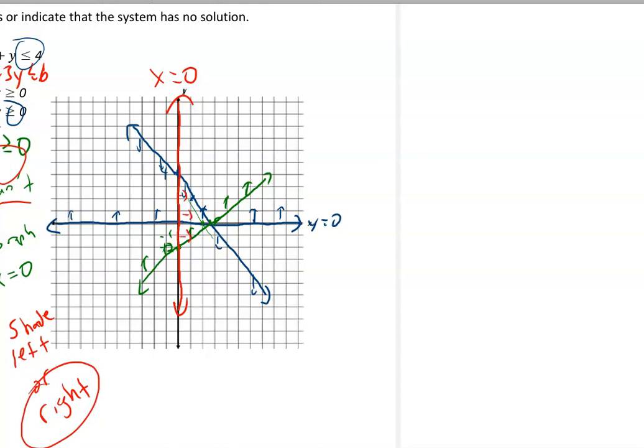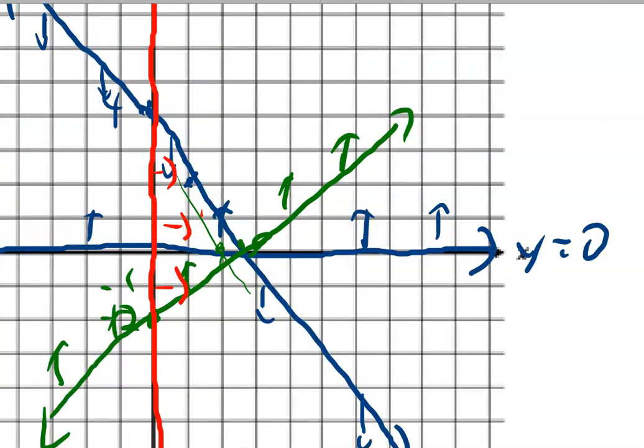So I want to shade the region that satisfies all four of these inequalities. Let me zoom in here. Okay. Shade in the region that satisfies all four. It needs to be above the horizontal line. So I have to stay above the x-axis, to the right of the y-axis, below the blue line, but above the green line. That's going to be this region.